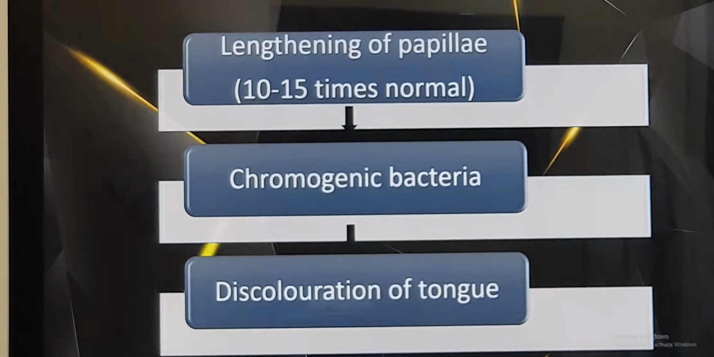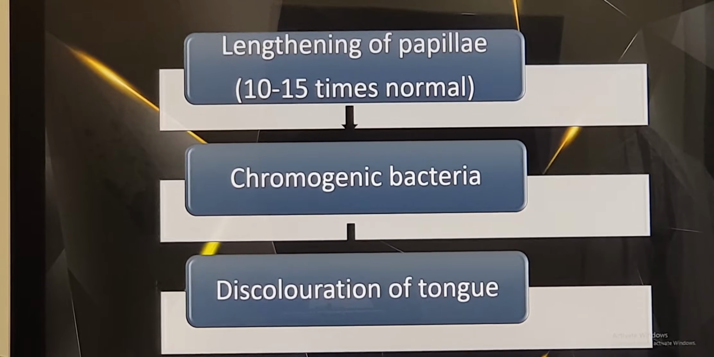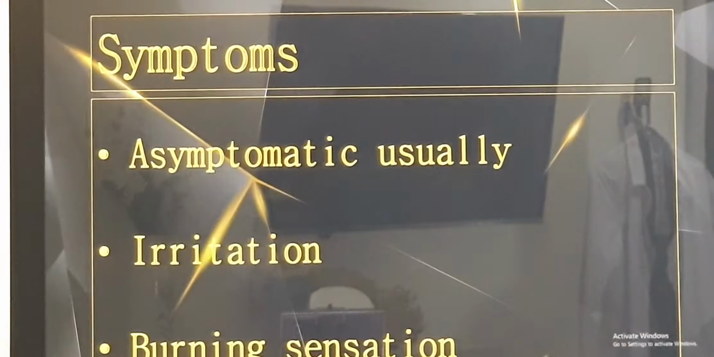So what happens when you have these offending agents? The normal filiform papillae, about 1 millimeter, grow 10 to 15 times. This results in accumulation of chromogenic bacteria. This bacteria gives the discoloration of that particular area, resulting in hairy tongue.